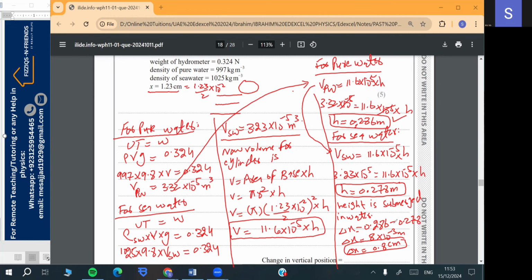So how did you do this question? First of all, you know that up thrust is equal to weight. Using this relationship, you find out the volume of pure water which is displaced by the hydrometer. Then you find out the volume displaced by the hydrometer in seawater. Then you use the diameter to find the area and the volume for the cylinder, and find the height of the hydrometer submerged in water using the volume information. Finally, you take the difference of the height submerged in seawater minus the height submerged in pure water, and you get the vertical distance moved by the hydrometer when you move it from pure water to the seawater. So that is the summary of this question.